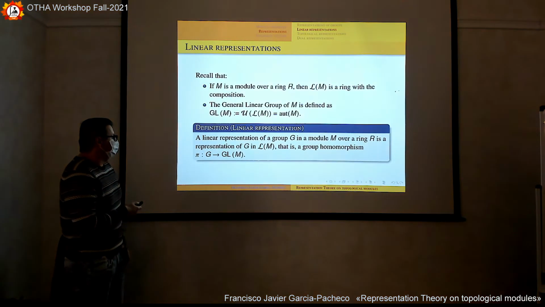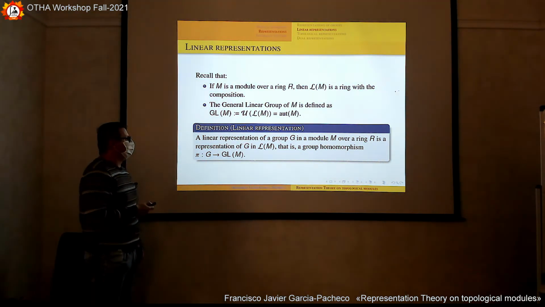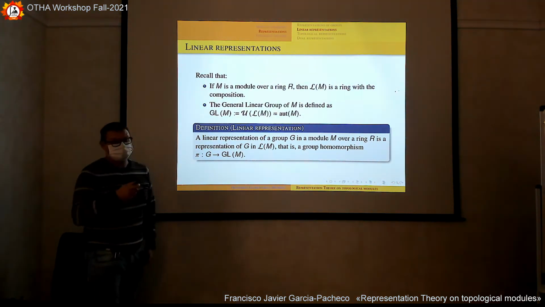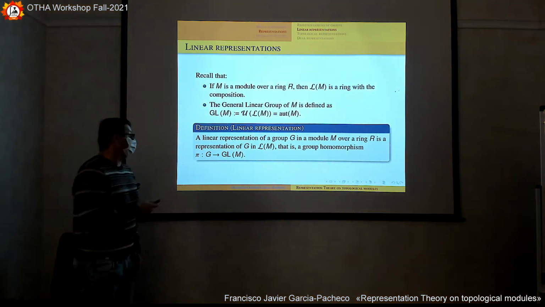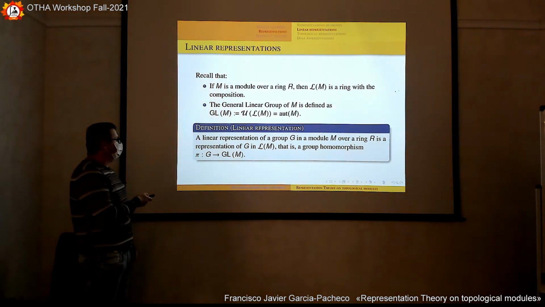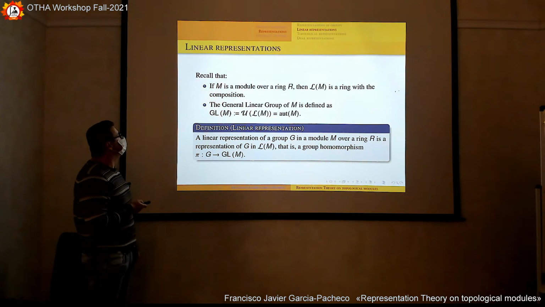And a linear representation is simply a representation of G in the ring L of M. L of M is the ring of linear maps from M to M. So this is a linear representation.